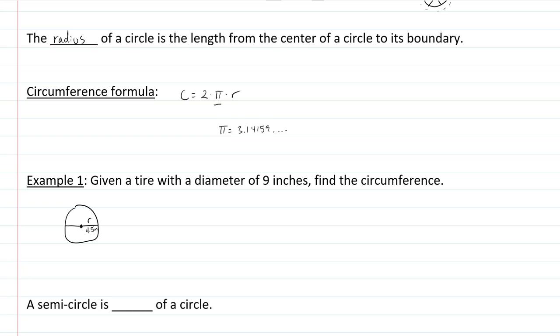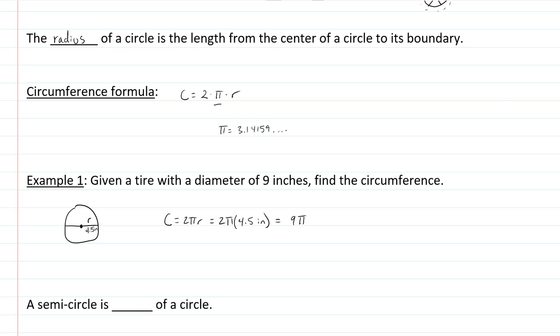So my circumference formula is 2 pi r, which is equal to 2 times pi times r, which is 4.5 inches. So the answer is 9 pi.